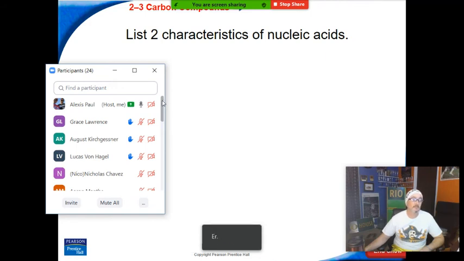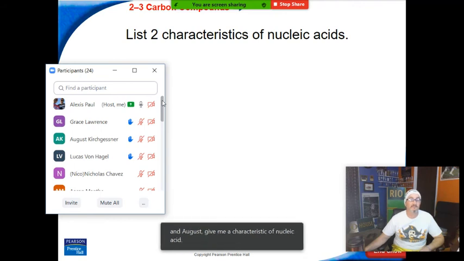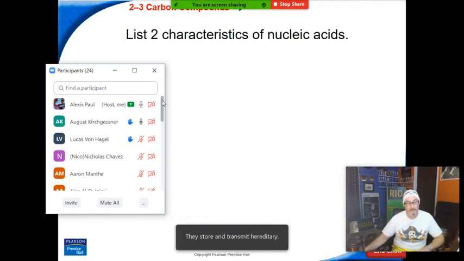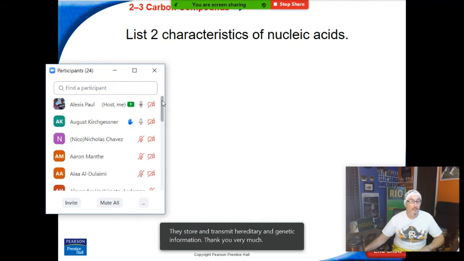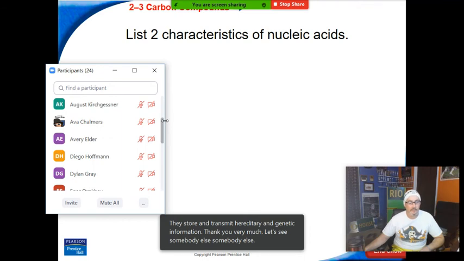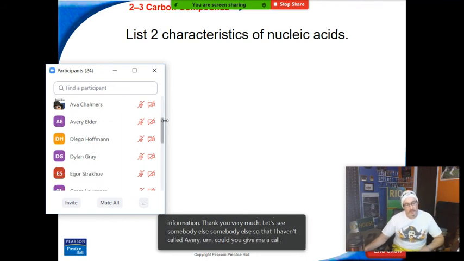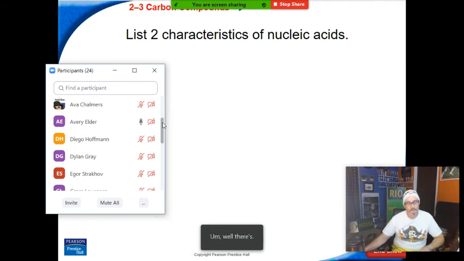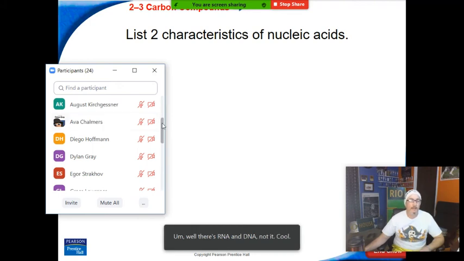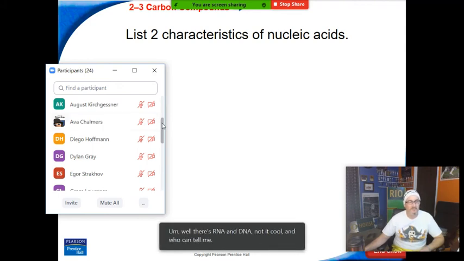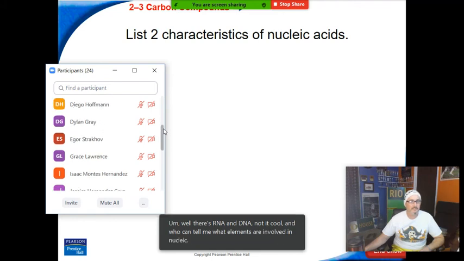All right, August, give me a characteristic of nucleic acids. They store and transmit hereditary and genetic information. Thank you very much. Somebody else that I haven't called. Avery, could you give me a characteristic of nucleic acids, please? Well, there's RNA and DNA. You got it. Cool. All right, and who can tell me what elements are involved in nucleic acids?